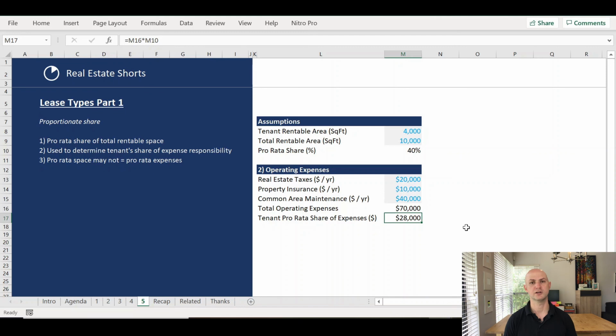So pro rata share goes a long way to help define which party is responsible for what expense repayment based on the occupied area of that tenant relative to the balance of the space in that asset or property.